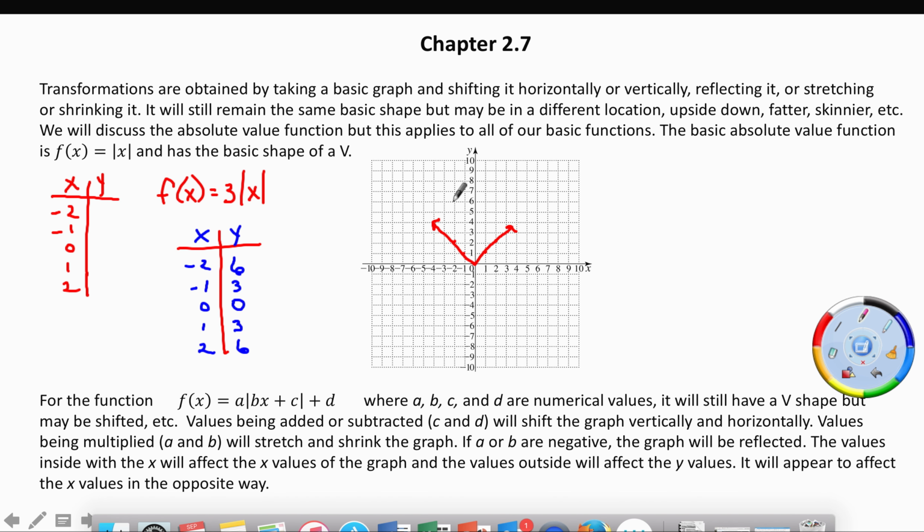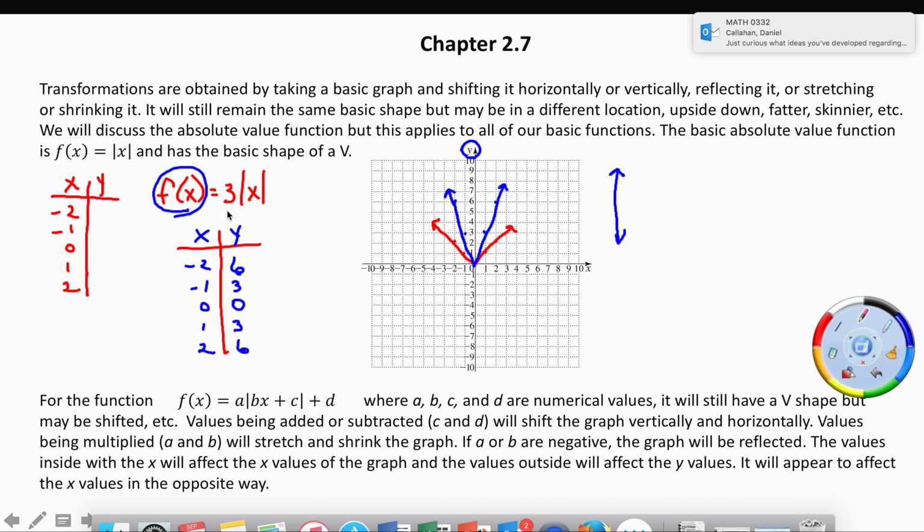Negative 2, 6. Negative 1, 3. 0, 0. 1, 3. And 2, 6. Notice I still have a V shape. It's just skinnier, right? We call this being stretched. And again, we're talking about the function being stretched. And f of x is y. So imagine if you had a piece of gum and you stretched it this direction, what would happen to it? It would get skinnier.